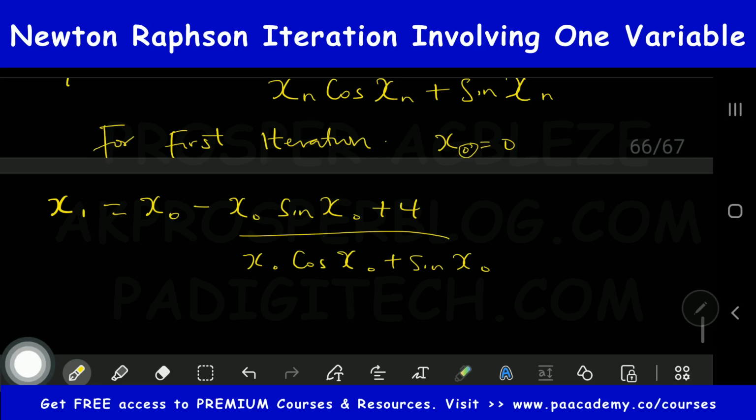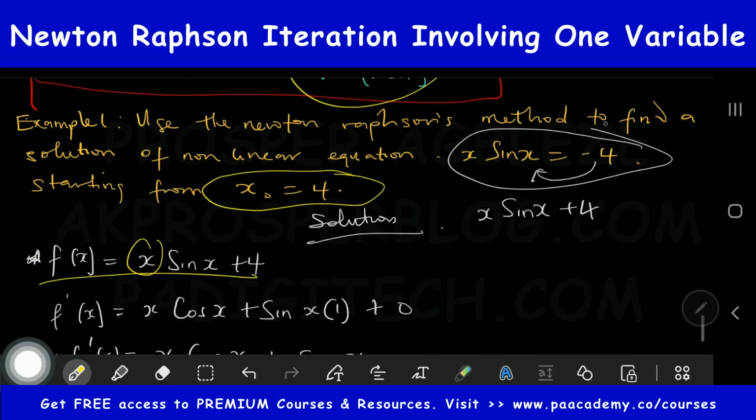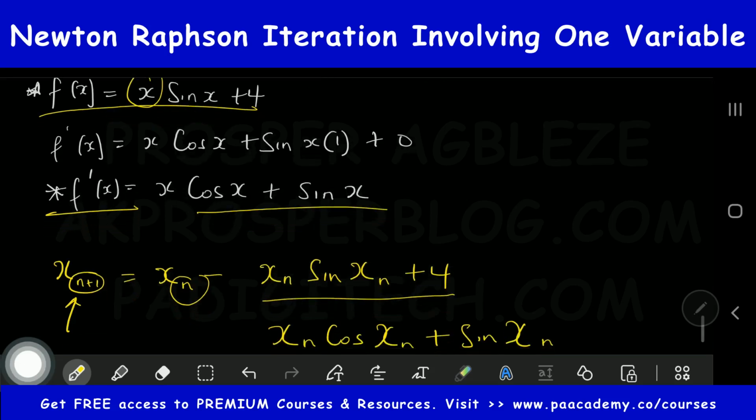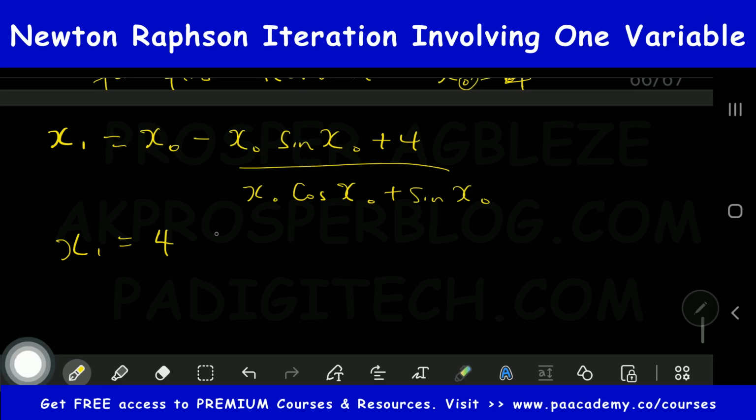Sorry, this x naught is 4 here. It should be 4, not 0. So now we're going to substitute that 4 into this. So our x1 will be equal to, our x naught is 4, and it's given in the question anyway. You can see it right here in the question. We're told x naught is equal to 4. So that will be 4 minus, and let me put this into a square bracket, because the minus is for everything inside the square bracket.